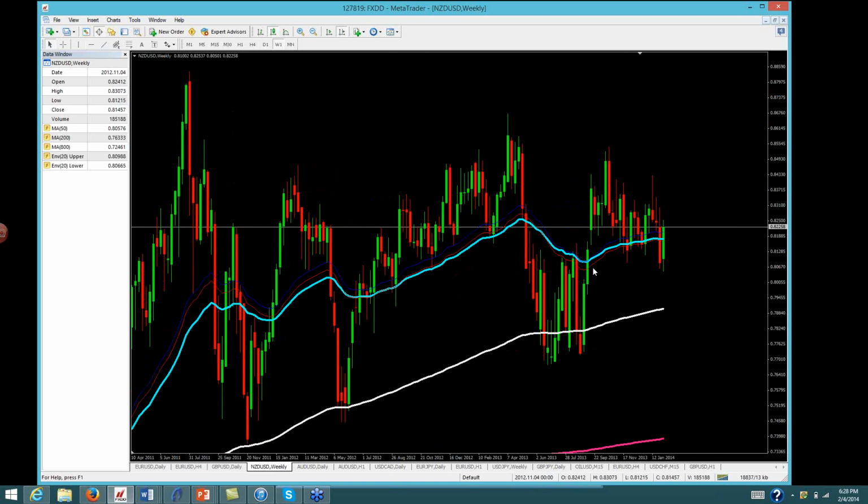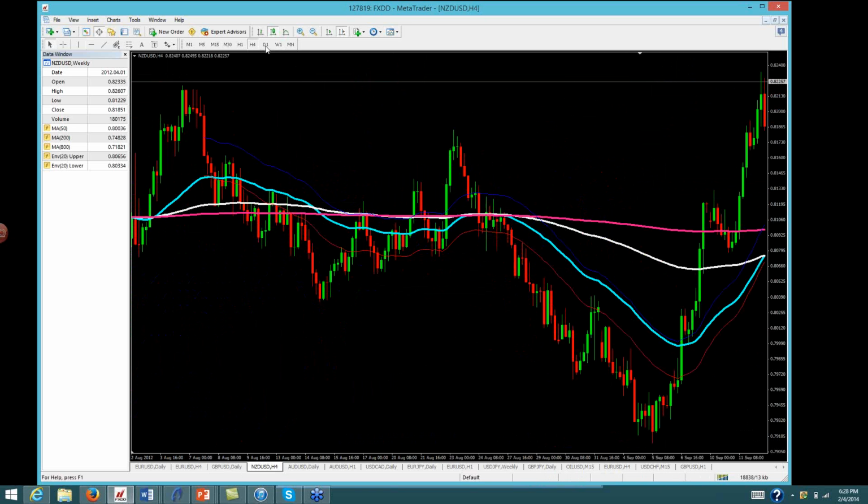Let's see what I have here. On the weekly, we've got some choppiness. We've got an up and down movement. This is really just consolidation until we come down to an area like the 200 MA here, where we can see potentially a bounce off of that.